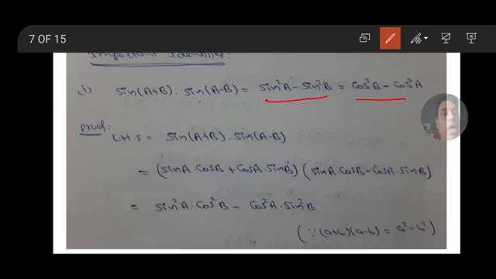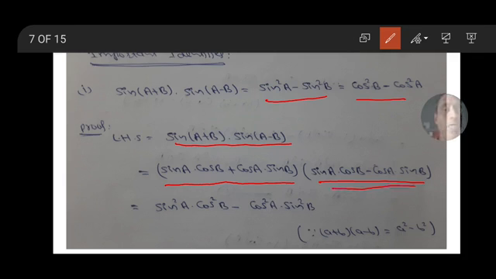Okay, proof. How will we get this proof? LHS. What is the LHS? Sin of a plus b into sin of a minus b. What is the sin of a plus b formula? Sin a cos b plus cos a sin b. It is a formula we learned just before. And the sin of a minus b formula, sin a cos b minus cos a sin b.